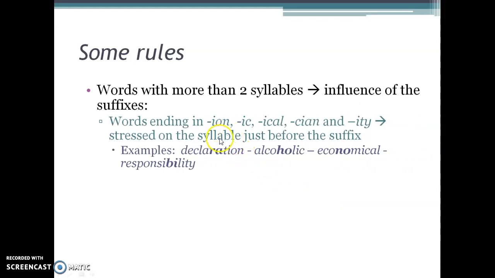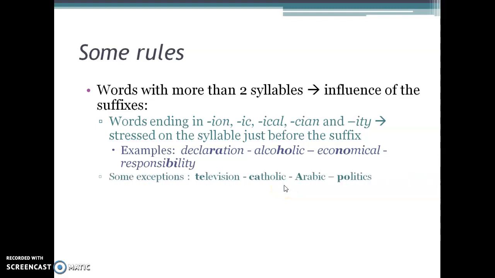For words of more than two syllables, you've got an influence of the suffixes. For example, for words ending in ion, ic, ical, sion, or ity, the stress is set on the syllable just before the suffix. If I take the word declaration, you've got the suffix ion here, so the stress is just before it. Declaration. Same thing here with the ic: alcoholic. Same thing with ical: economical. And with ity: responsibility. So that's a rule that you can use.